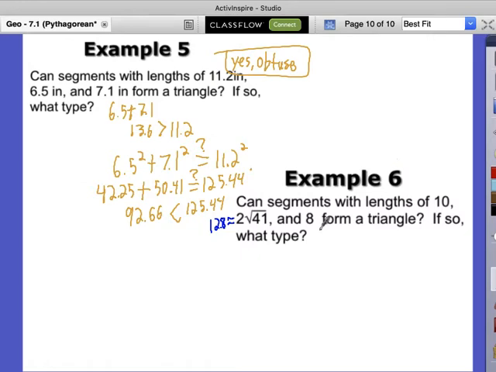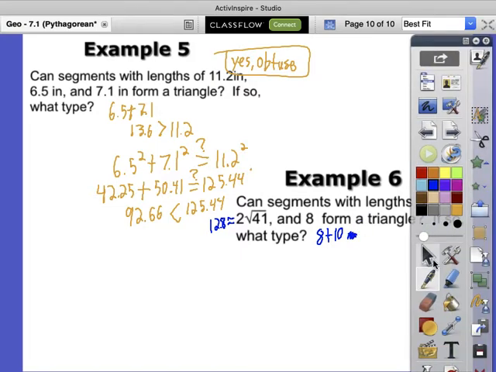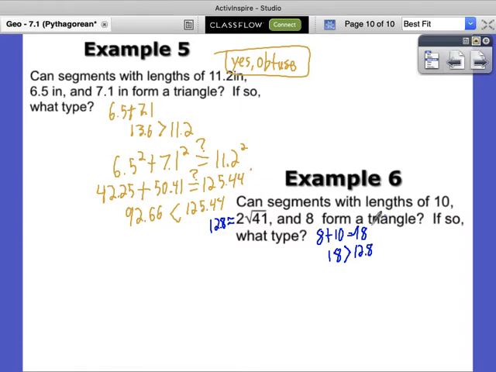10 and 8. So let's add 8 plus 10 or 10 and 8. We don't really care about the order. And compare this to our biggest one. So this is 18. What's 18 compared to 12.8? Bigger. It's bigger, so does this make a triangle? Yes, if the two smallest ones end up being bigger, it makes a triangle. So yes, it does make a triangle.